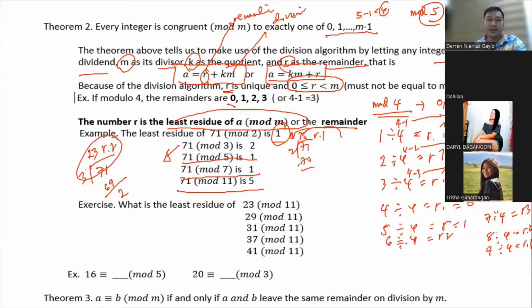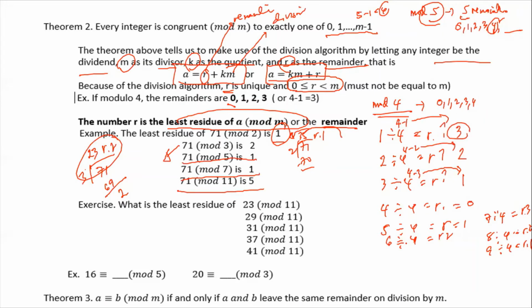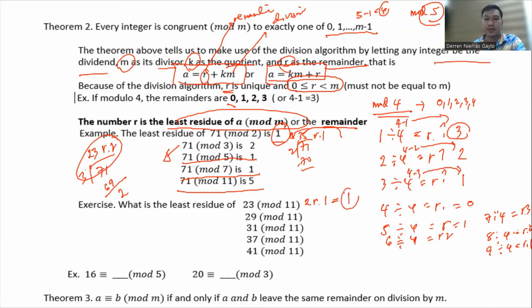Okay, you try this one. Kindly try this one. What is the least residue of 23 modulo 11? And then 29 modulo 11, 31 modulo 11, 37 modulo 11, and 41 modulo 11. So it's like asking, what is 23 divided by 11? What's the remainder? This is 2 remainder 1. So the least residue is 1.